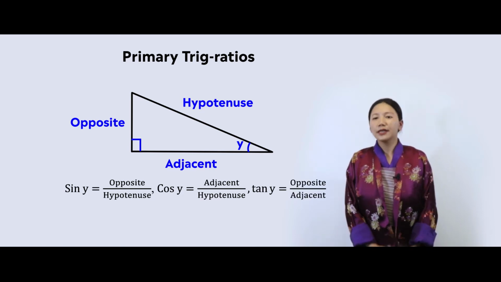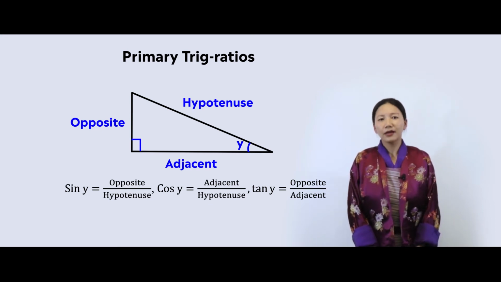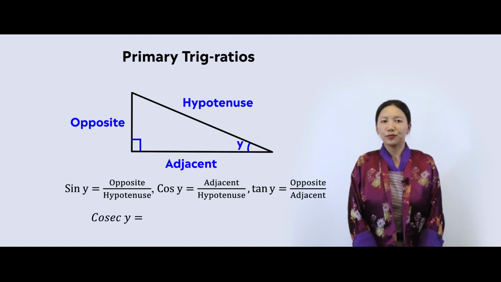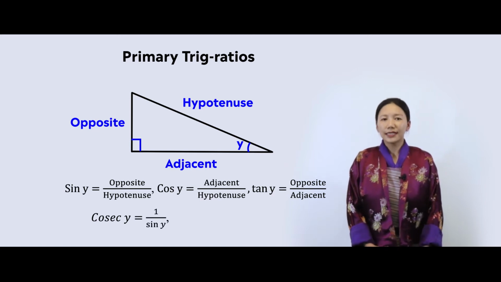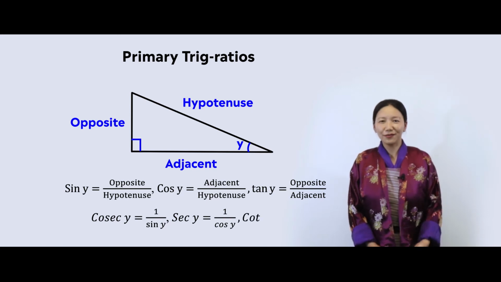And the other three trig ratios, that is the reciprocal of the primary trig ratios, are cosec Y, which is equals to 1 over sine Y, sec Y, which is 1 over cos Y, and cot Y, which is 1 over tan Y.